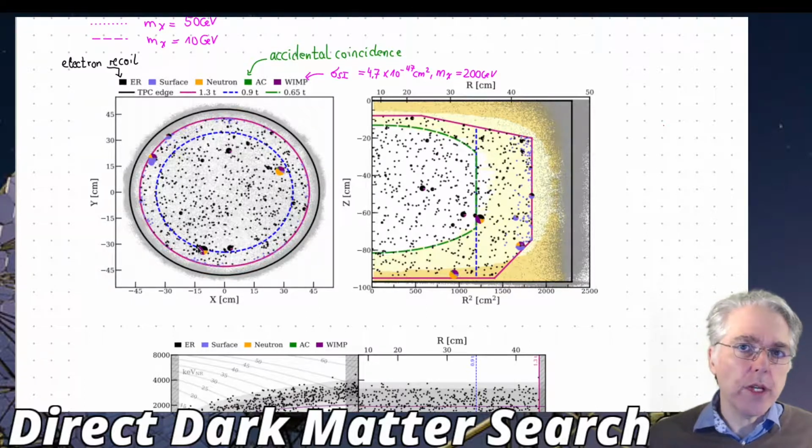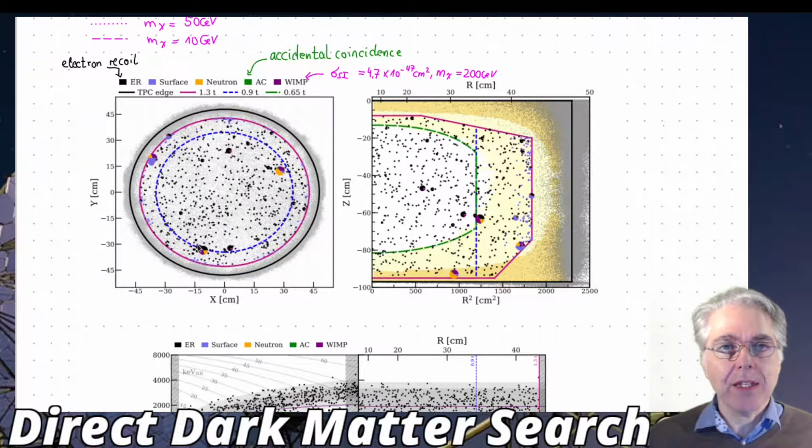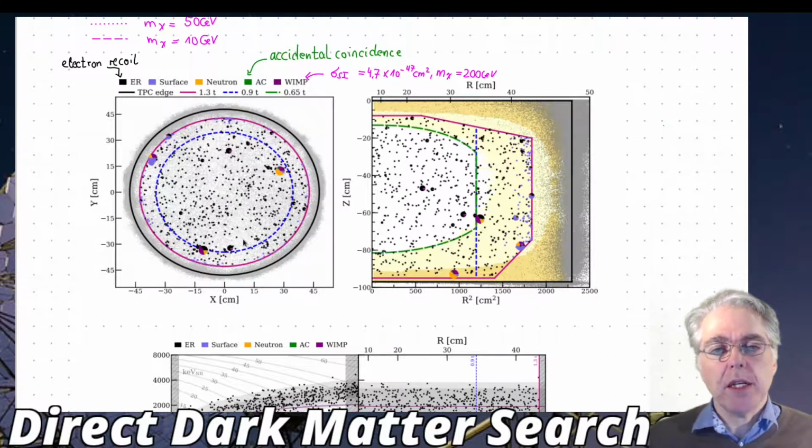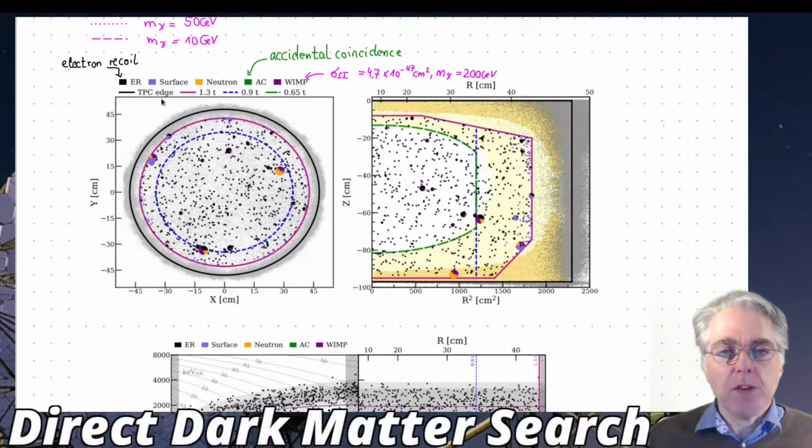And now the events are selected according to their event characteristics. So the black ones are, for example, electron recoils, that can be identified as electron recoils. And for some of these events, you just see a few of them. There's this one, this one, this one, this one, and these few. It's possible then, because they pass all the cuts, to look in a little more detail. What is the likelihood that these are coming from either surface, neutron, electron recoil, or even accidental coincidence, or WIMP?